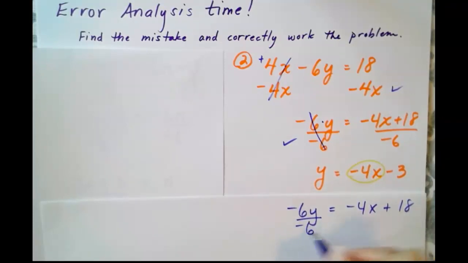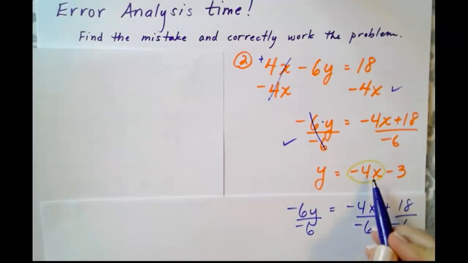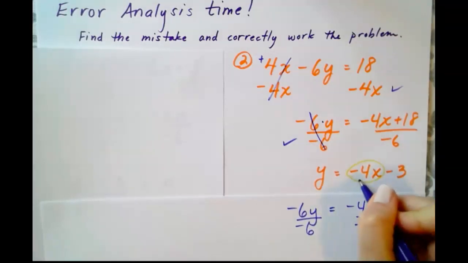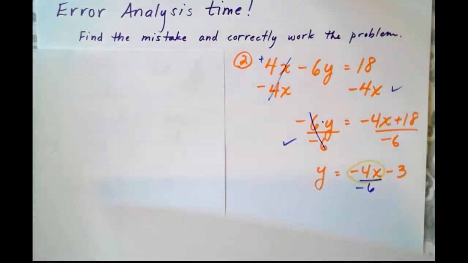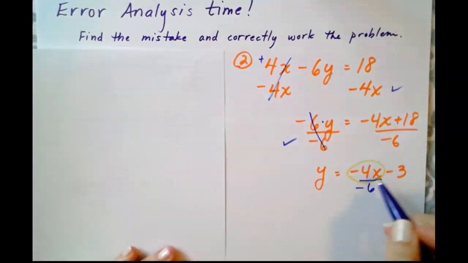That's why it's probably your best idea when you divide both sides by negative 6, take it upon yourself to show that you're dividing every single term by negative 6. So it won't just be negative 4x. It will be negative 4x over negative 6. And of course, 18 divided by negative 6 is where we're getting this negative 3 from. So not just negative 4x minus 3, but negative 4x over negative 6.